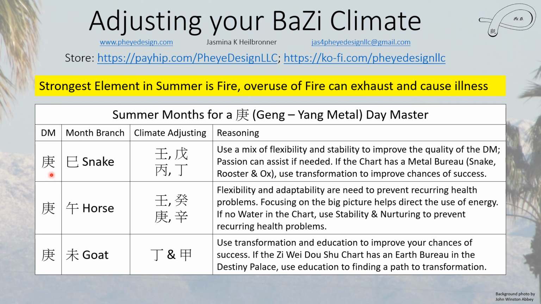So for the Gung Day Master born in the month of the snake, you're going to use a mixture of flexibility and stability. So you may set a routine where during a certain part of the day, an hour or two, something like this, you look around for new ways to look at the problem that you're dealing with, or new ways to look at a topic you're interested in. And that really helps you. And this is how you balance it.